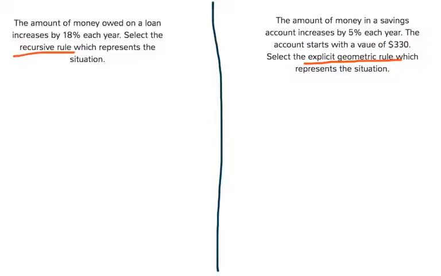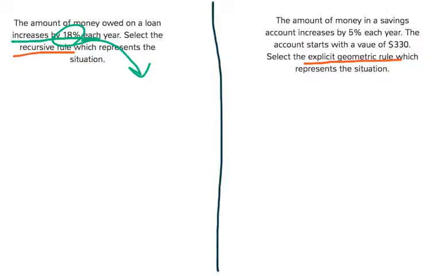So, the recursive rule is just telling us, based on the previous step, how do we get the value for this step, okay? So what we need to look at here is that the amount of money owed on the loan increases by 18% each year. So we're going to take that 18% and we're going to figure out how we use that to get from one value to the next.